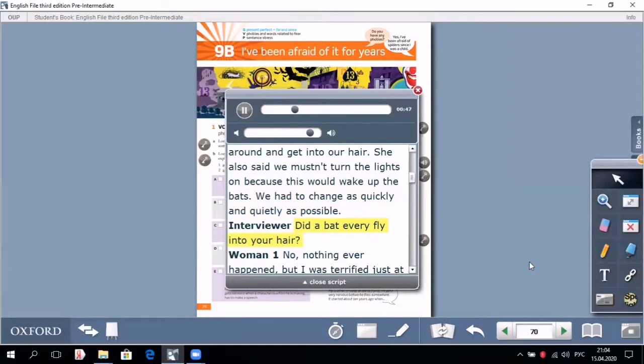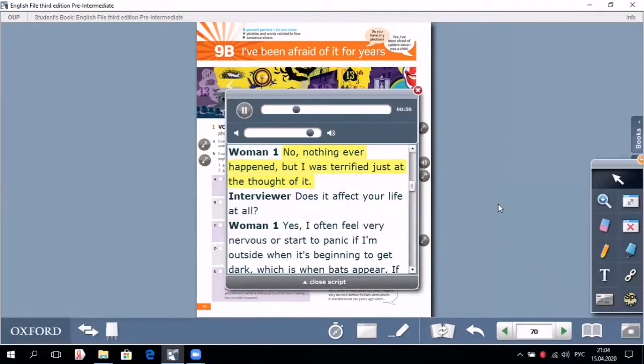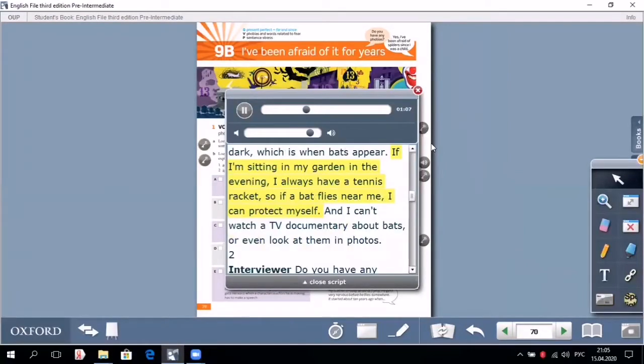Did a bat ever fly into your hair? No, nothing ever happened. But I was terrified just at the thought of it. Does it affect your life at all? Yes. I often feel very nervous or start to panic if I'm outside when it's beginning to get dark, which is when bats appear. If I'm sitting in my garden in the evening, I always have a tennis racket, so if a bat flies near me, I can protect myself. And I can't watch a TV documentary about bats, or even look at them in photos.